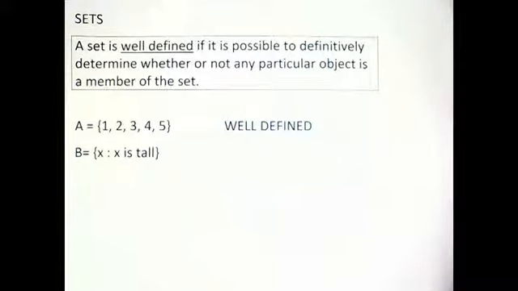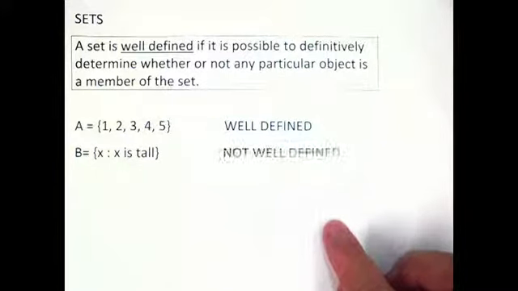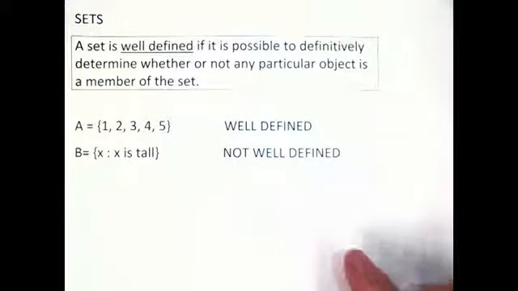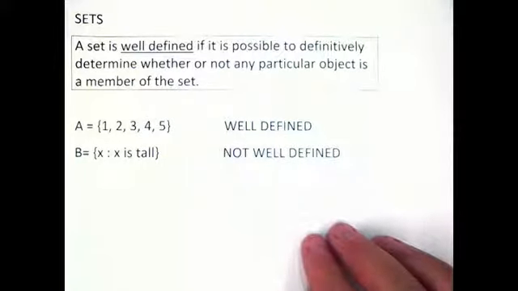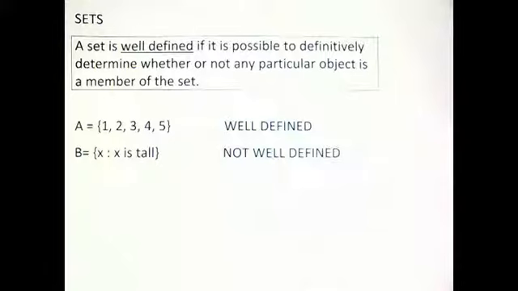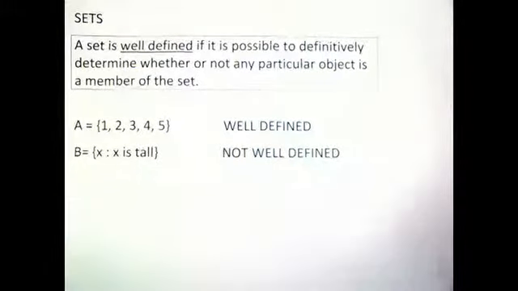Set B is somewhat different. Set B is written in set builder notation, and it says B is the set of all x such that x is tall. Well, that can't possibly be well defined without saying what tall is. What I consider to be tall might not be what you consider to be tall. So that would be a simple example of a well-defined versus a not well-defined set. And that's really pretty much the extent that you need to know about that. It's a fairly common sense idea, at least to the extent that we'll be using it.